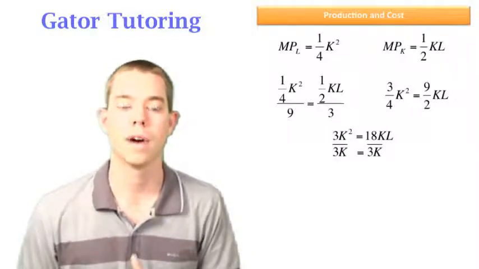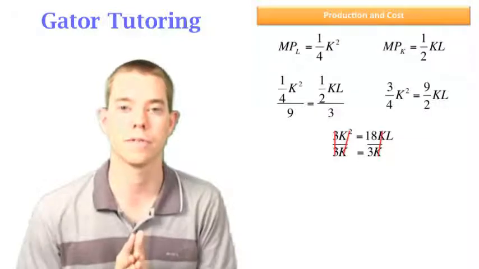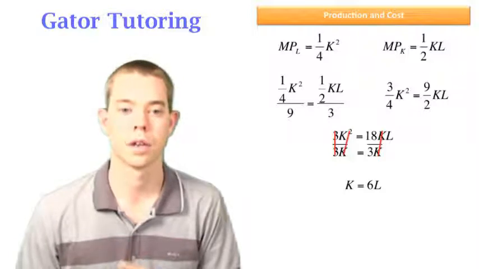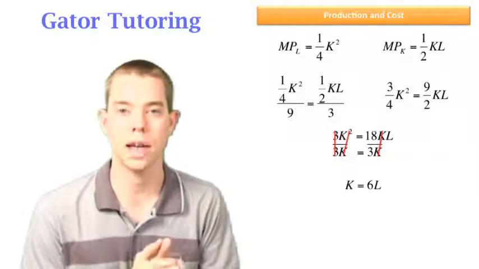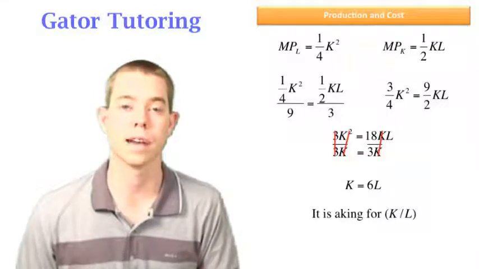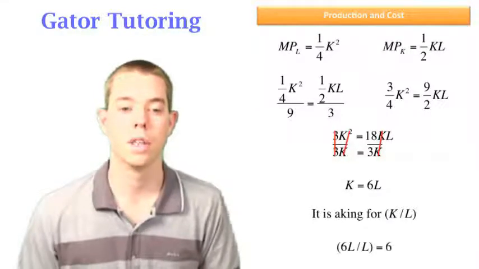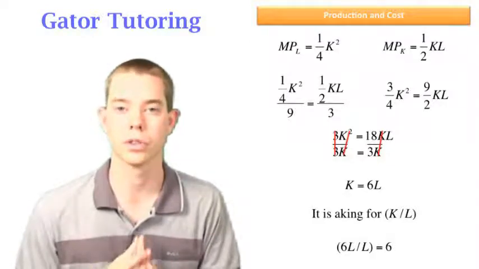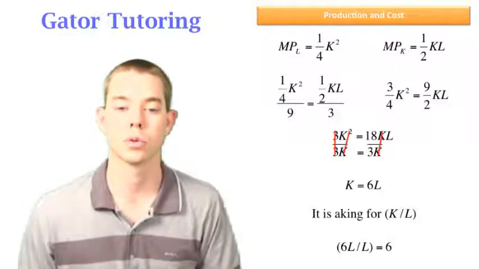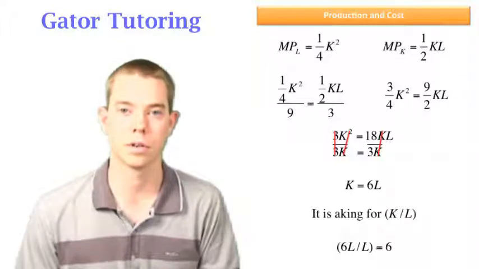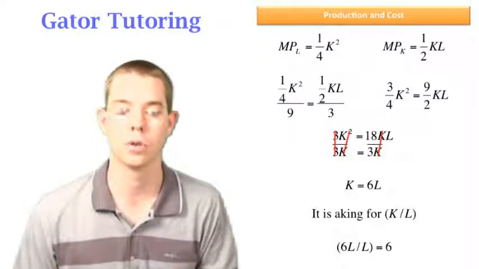From here, we can divide everything through by 3K. This does something nice. It cancels a bunch of stuff for us, and we're left with K equals 6L. So now that we have what K equals in terms of L, we can answer our question. It was asking for K divided by L. We know that K is just equal to 6L, so 6L divided by L equals 6, which is our answer in this case, which was our optimal capital divided by labor ratio. So K divided by L ratio we find to be 6.